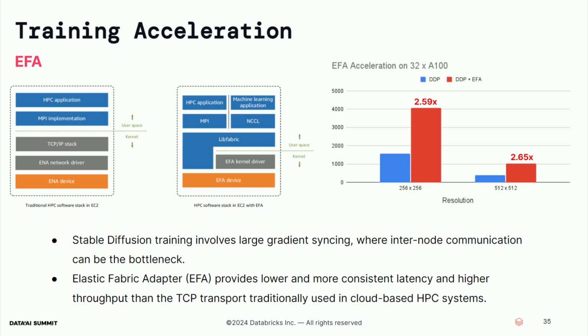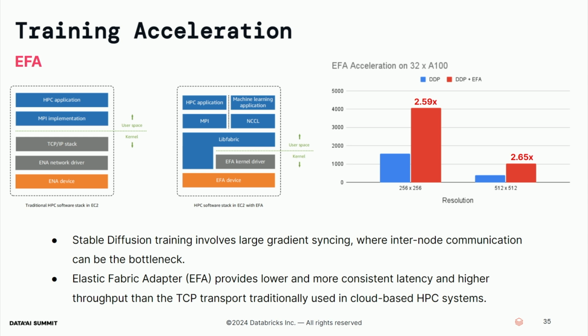And next, I'd love to talk about how we improve the training speed itself. Stable Diffusion training involves a large gradient syncing. If you're using DDP, for every training step, you have to aggregate all the gradients from all the workers, right? So the internal communication becomes a bottleneck. So here we use EFA, which is the network layer provided by AWS that provides high bandwidth, low latency interconnect compared with normal TCP transport.